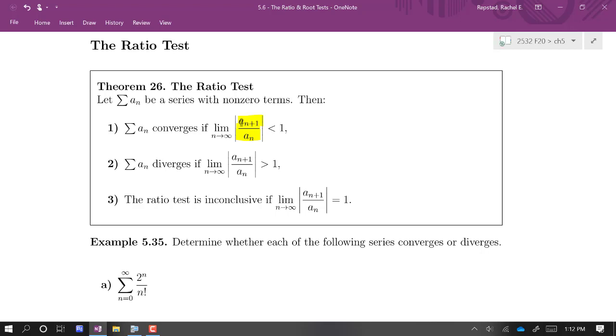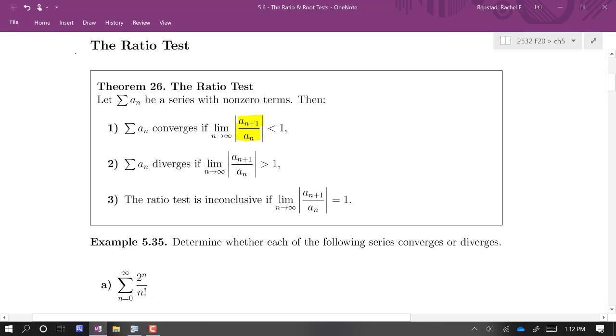And if that limit is less than 1, then the series converges. If it is greater than 1, the series diverges, and if it is equal to 1, we're not sure. It's inconclusive. We have to find some other way to analyze the series.